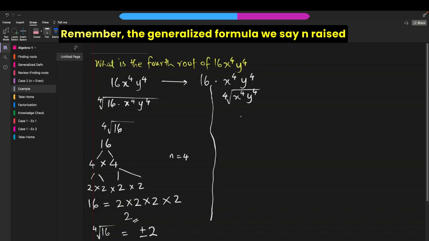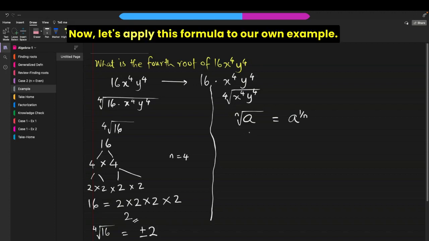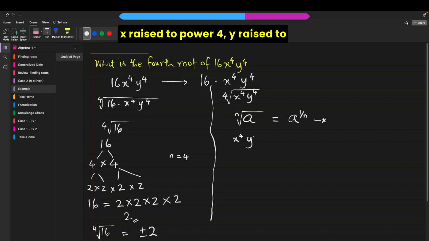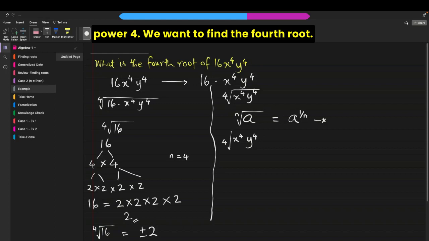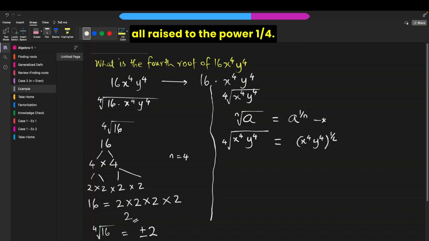Remember the generalized formula. We say the nth root of a can be rewritten as a raised to the power 1 over n. Now, let's apply this formula to our own example. X raised to the power 4, y raised to the power 4. We want to find the fourth root. And this can be rewritten as x raised to the power 4, y raised to the power 4, all raised to the power 1 over 4.